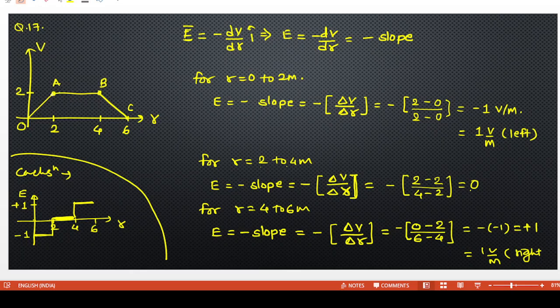Here potential is increasing. Here potential is constant. Here potential is decreasing. If potential is constant, field is 0. If it is increasing, field will be there. If it is decreasing, field will be there. But if the potential is constant, field will be 0. So from the potential graph, you can find the field graph. The potential graph will be given to you and the field graph will be asked.